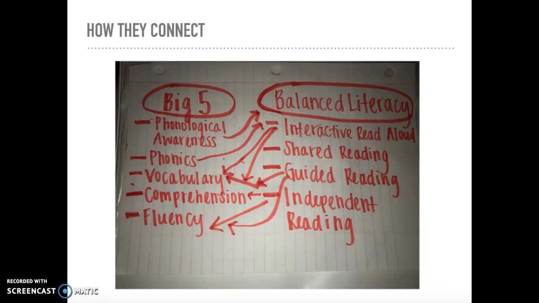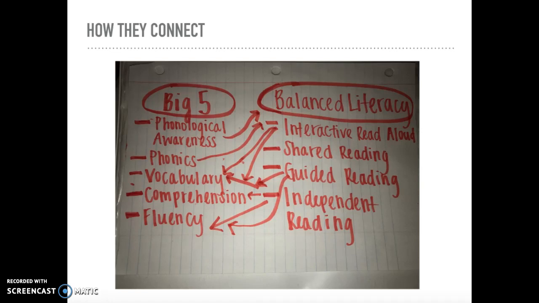Now it's important to discuss how balanced literacy connects to the Big Five. Every component in the Big Five connects to balanced literacy. Phonological awareness connects to all of the components of balanced literacy because it involves hearing the sounds in words and breaking down words. Guided and independent reading connect to comprehension, vocabulary, and fluency because guided reading focuses on the students reading fluently and how they comprehend the story, and independent reading allows them to practice their fluency and teaches them new vocab.